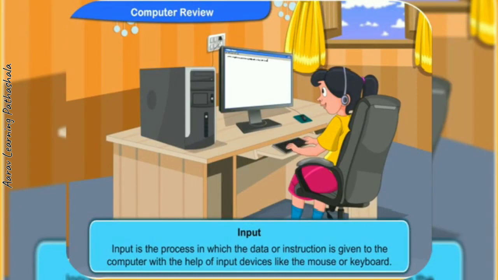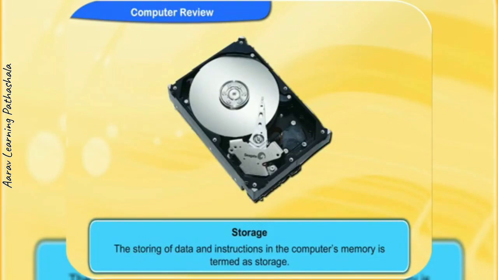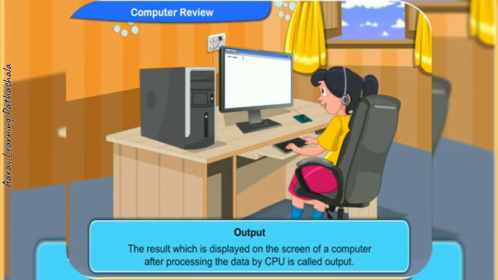Input is the process in which the data or instruction is given to the computer with the help of input devices like the mouse or keyboard. Processing is the process in which the work is done by the computer according to the data or instruction given by the operator. The storing of data and instructions in the computer's memory is termed as storage. The result which is displayed on the screen of a computer after processing the data by CPU is called output.